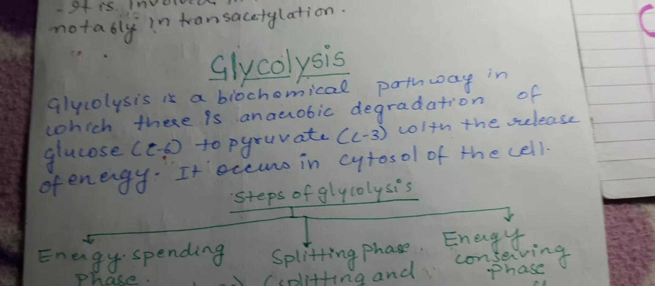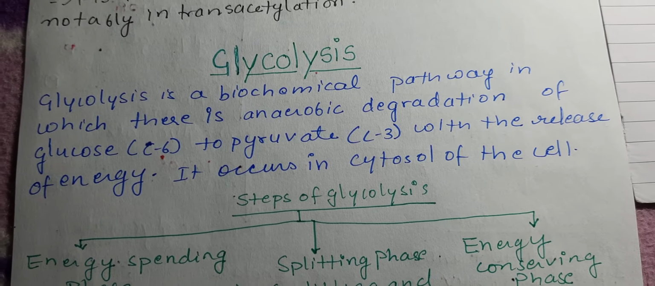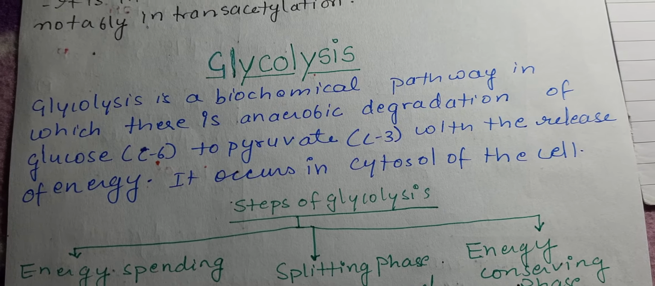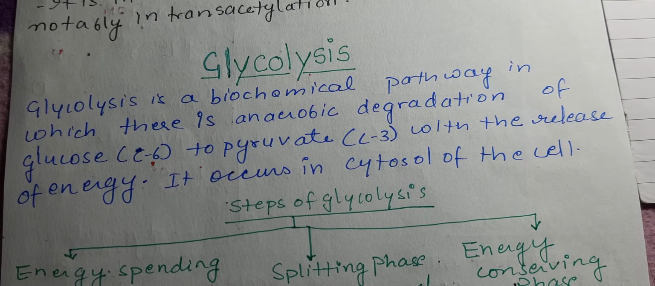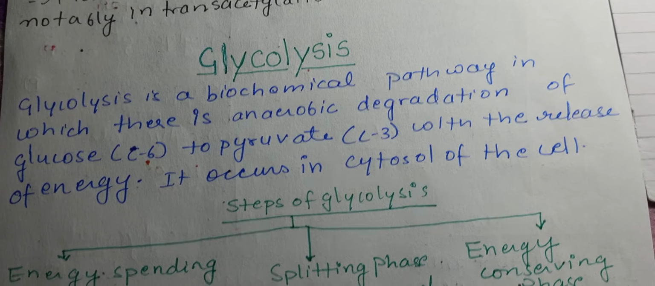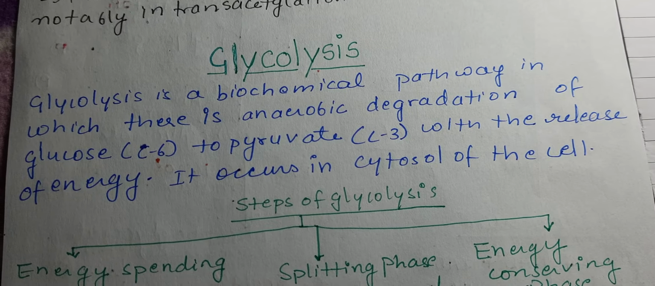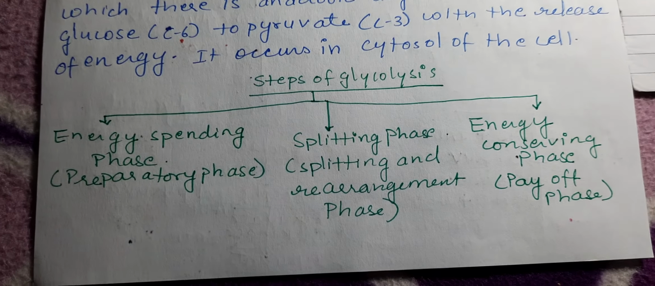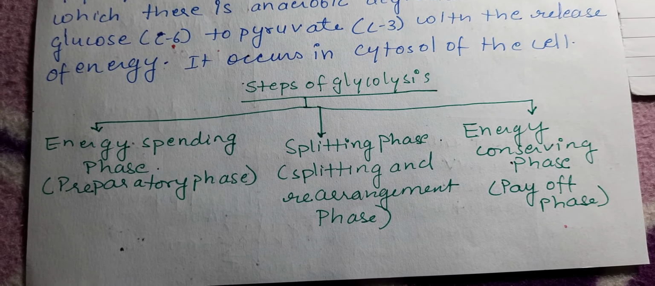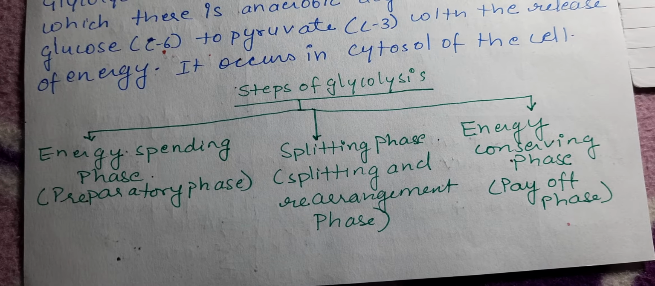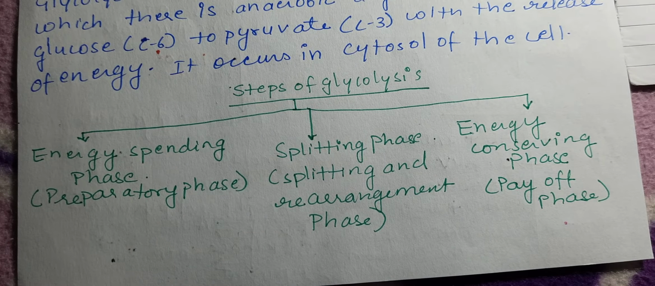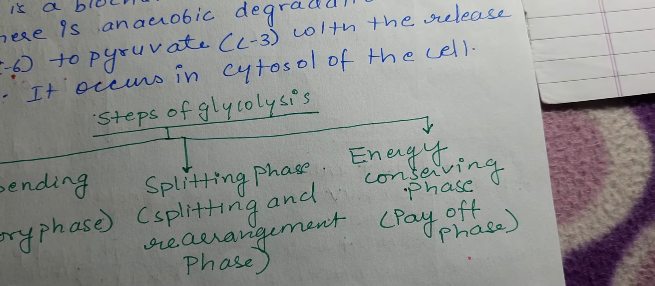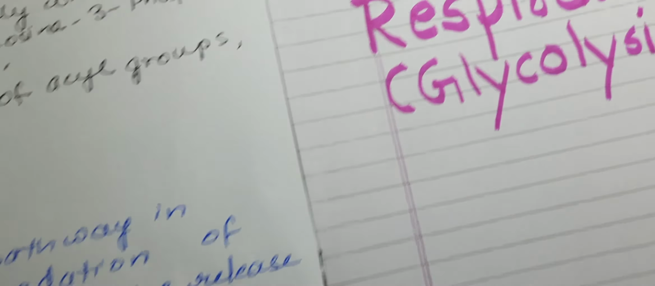Now we will discuss glycolysis. Glycolysis is a biochemical pathway in which there is anaerobic degradation of glucose to pyruvate with the release of energy, and it occurs in the cytosol of the cell. Basically 3 different steps are there in glycolysis: the energy spending phase, which is called the preparatory phase, the splitting phase and rearrangement phase, and the energy conserving phase, or payoff phase.